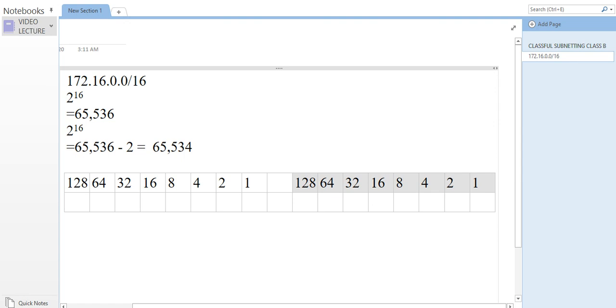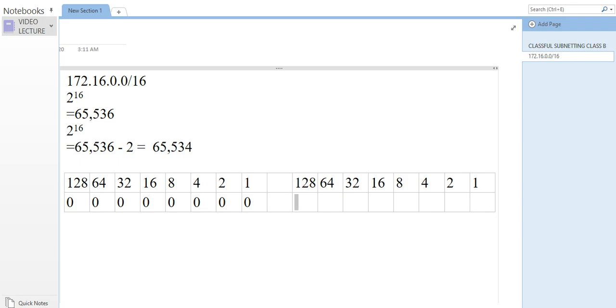For class C, you only had one octet that is part of the host portion, so you only had to do one, the last one. But because this is class B and two octets are involved, and each of them is 8 bits, we're going to have to convert those zeros into binary.